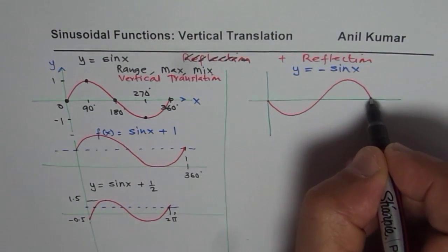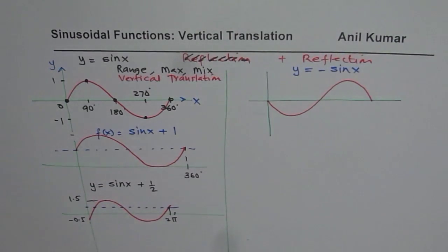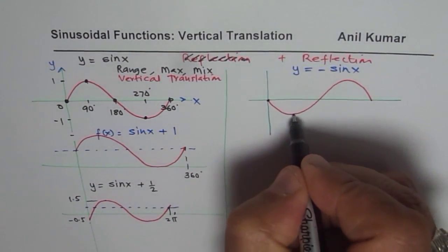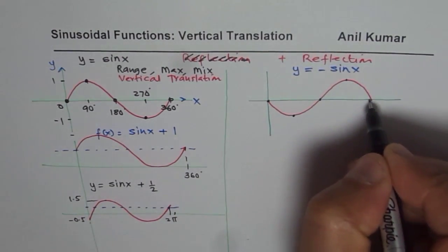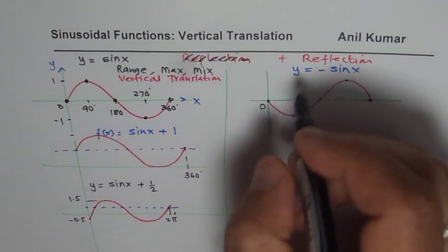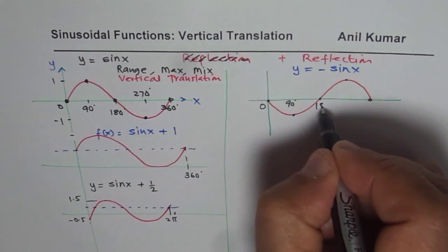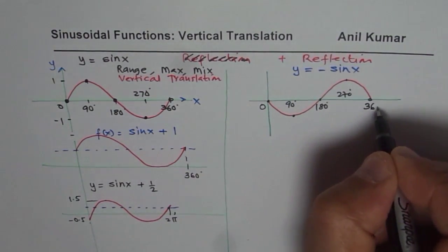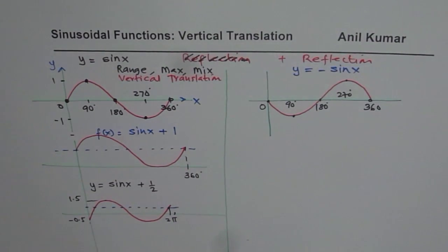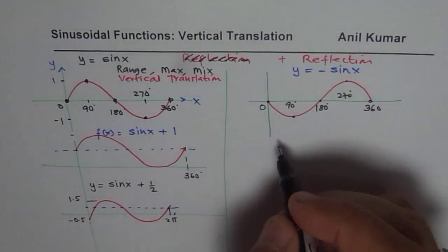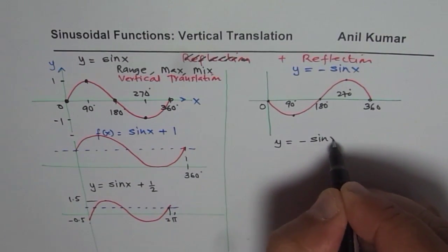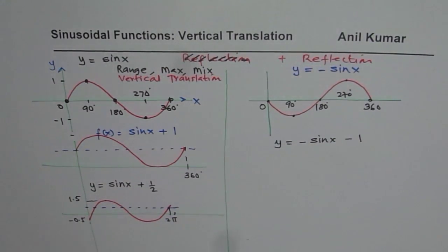So that is how it is going to look, and this particular sine wave is minus sine x with the same 5 critical points for us, and these points are at 0, 90 degrees, 180 degrees, 270 degrees, right, and 360 degrees. You get it. Correct.